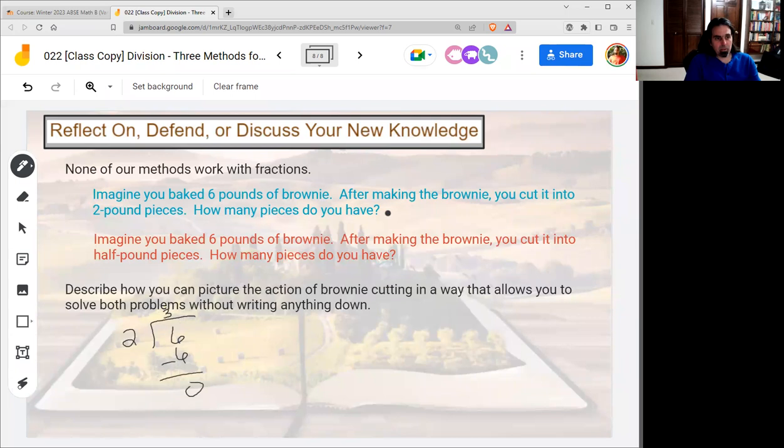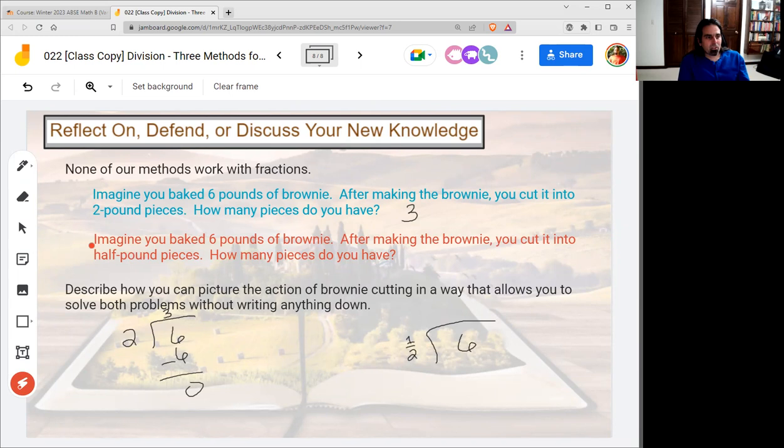But if I have 6 pounds of brownie, and after making the brownie, I am a more reasonable person, and instead of giving people 2 pound pieces of brownie, I give them a 1/2 pound piece of brownie, now I'm not quite sure what to do. So something we'll have to do later in class is how to do division on paper that has fractions in it, because what we know so far doesn't help us. But that doesn't mean you can't solve this. You can just kind of think it through.